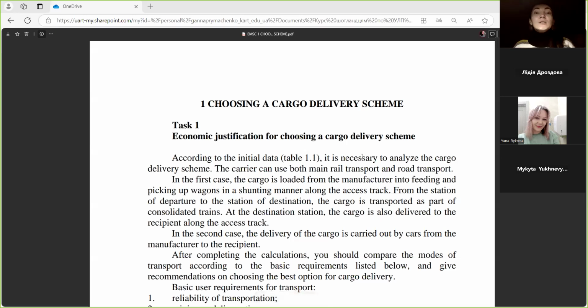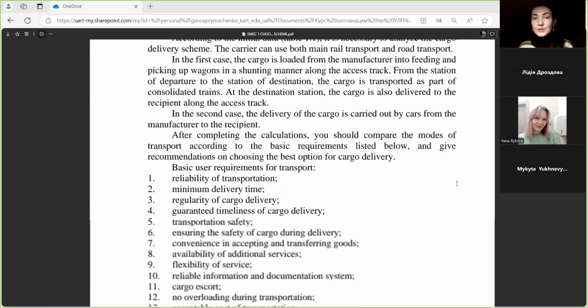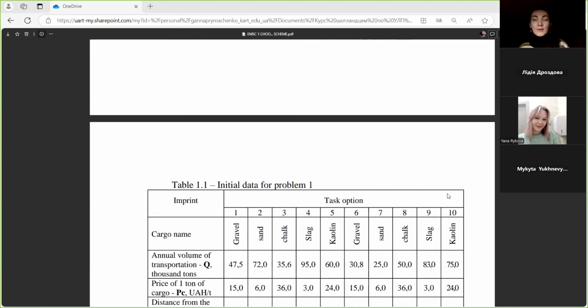Okay, now we have finished our practical lesson number 1, because we left 2 formulas last time. So our first task is choosing a cargo delivery scheme, the economic justification for choosing it. We choose between railway transport and car transport. So we could discuss it today and calculate some points of this delivery.